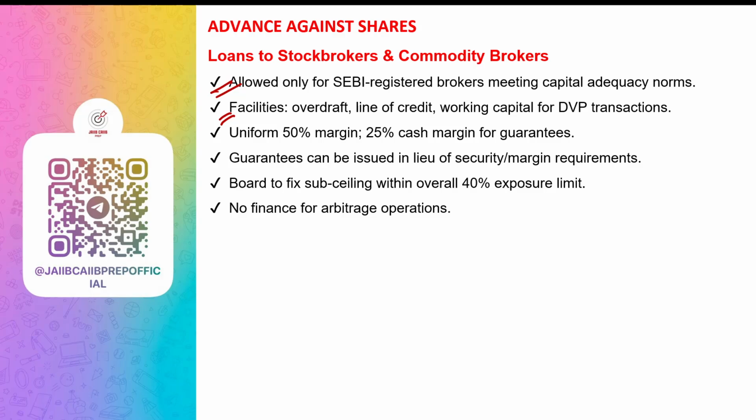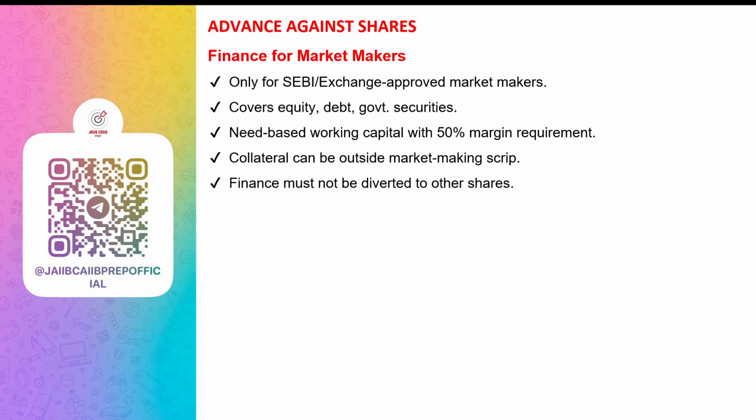Margin requirements are the same: 50% for loans, IPOs, or financing guarantees, and within that, at least 25% cash margin for guarantees in favor of a stock or commodity exchange. There are certain restrictions, like no credit for arbitrage operations, and banks should avoid nexus with interconnected borrowers. Market makers. So, who are market makers? Entities approved by stock exchanges to provide liquidity in securities.